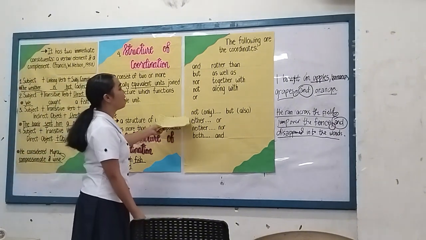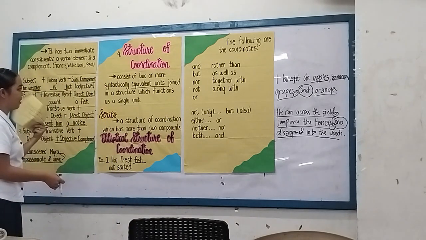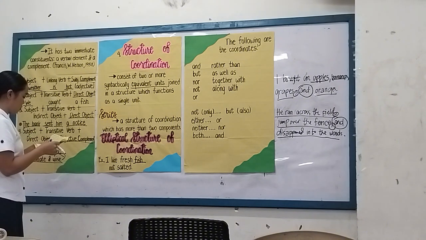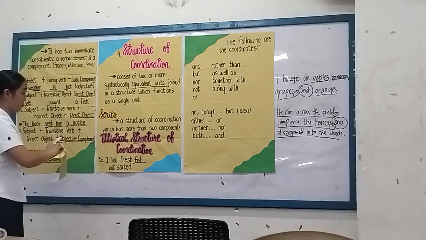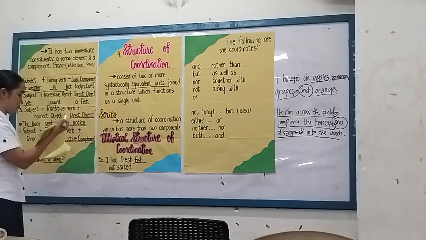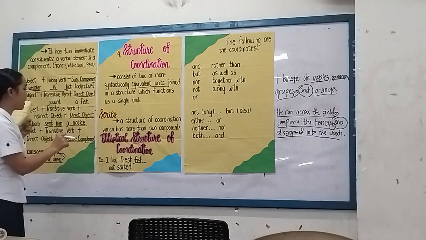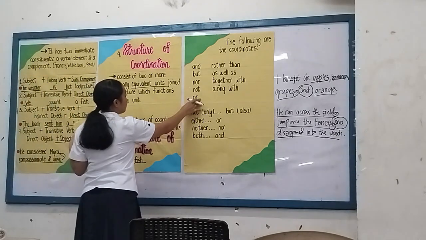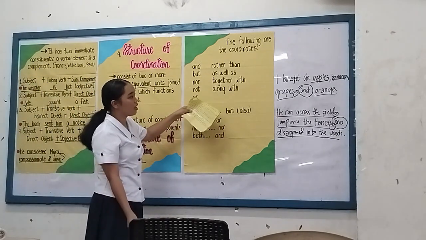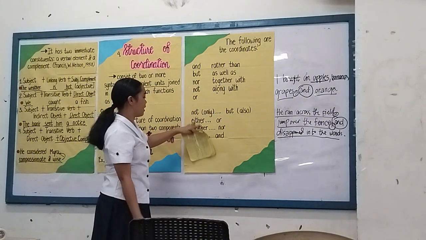So kindly read the following coordinators. The following coordinators are: rather than, but, as well as, nor, together with, not, along with, or not, or only, but also, either, or, neither, both, and. So these are the coordinators used in the structure of coordination. In a series, the commonly used ones are these, and then the split structure has its own, and then the correlatives.